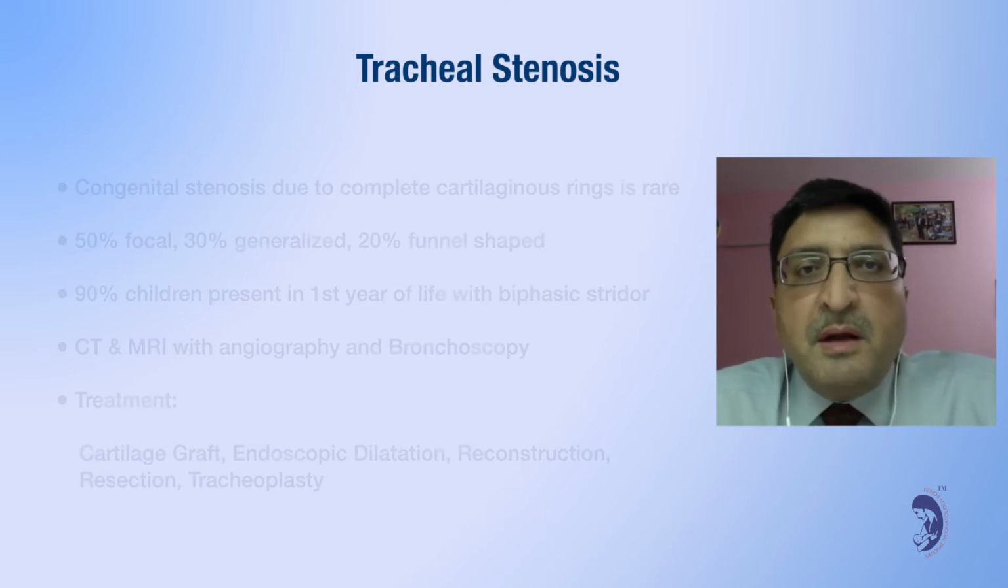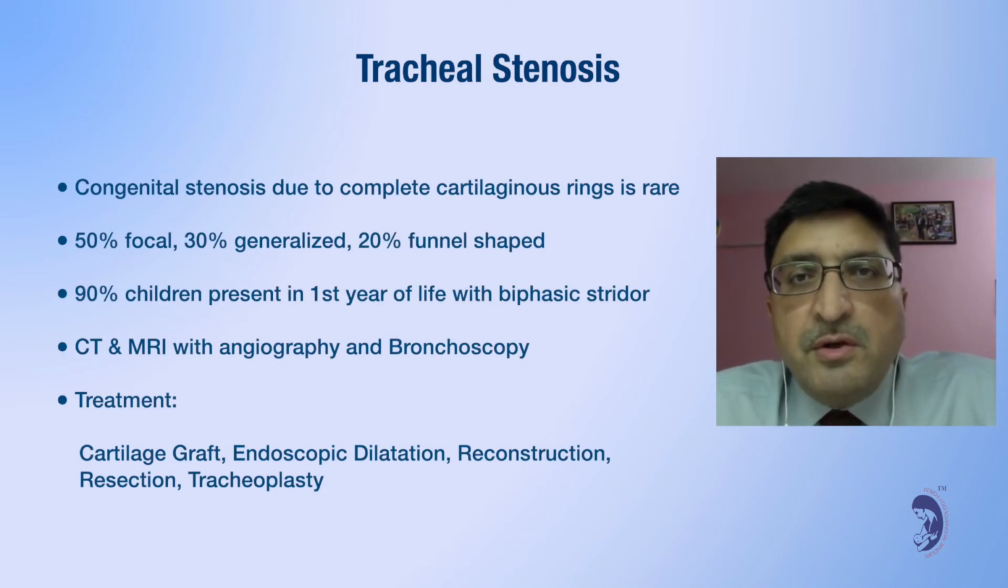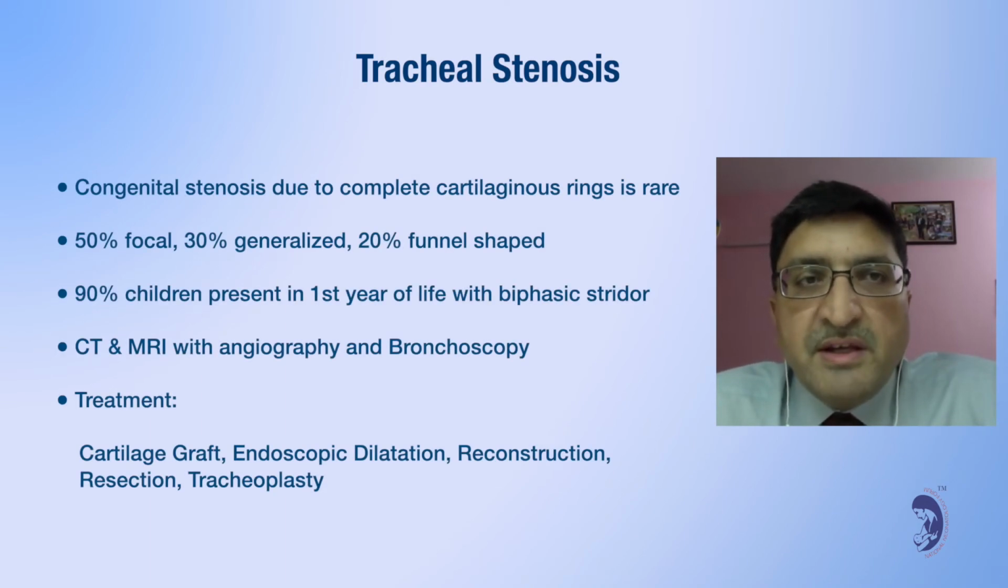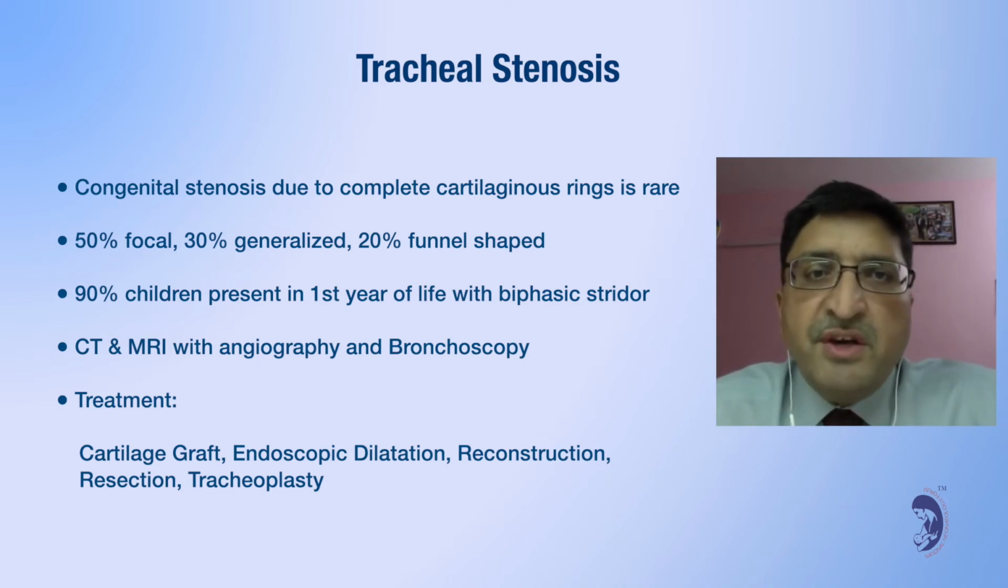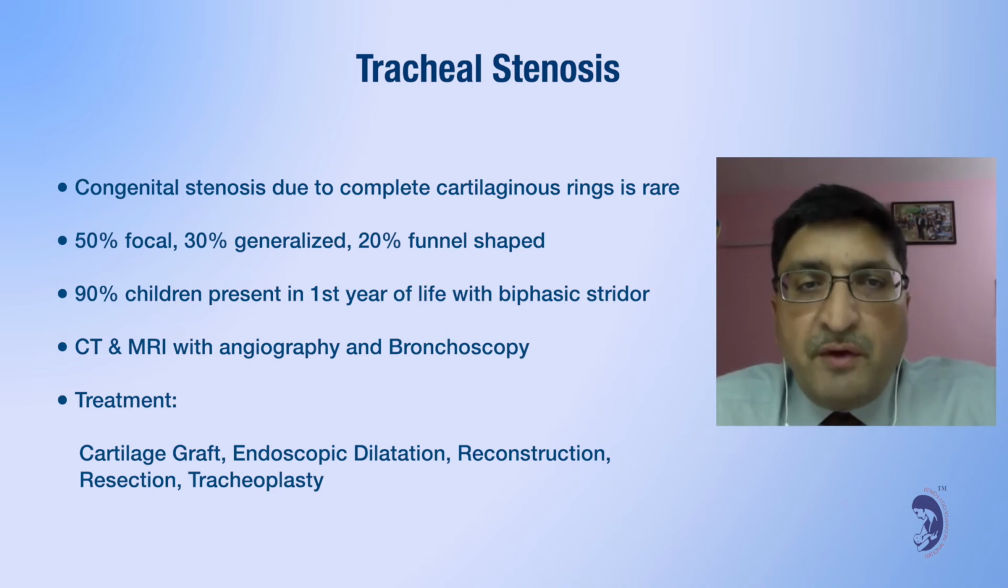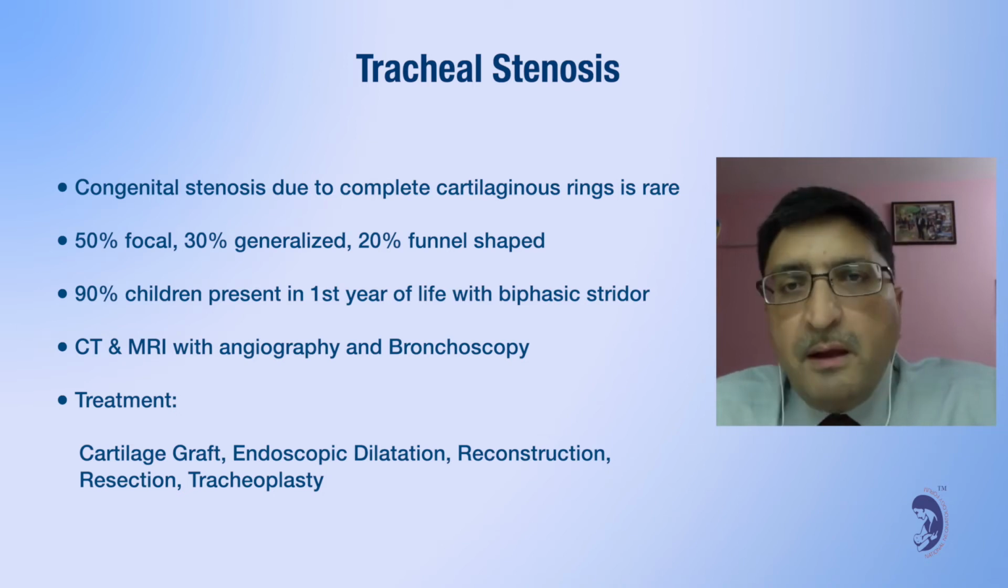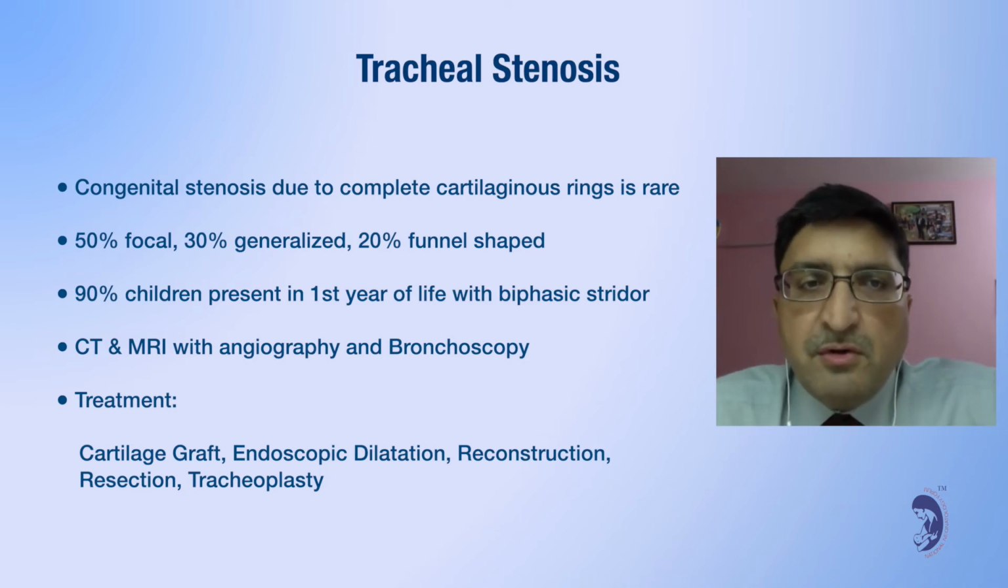Tracheal stenosis. Congenital tracheal stenosis due to complete cartilaginous rings is rare. 50% of tracheal stenosis may be focal, 30% may be generalized, and 20% may be funnel shaped. 90% of children with tracheal stenosis present in the first year of life with biphasic stridor. CT scan and MRI with angiography and bronchoscopy are diagnostic for the evaluation of tracheal stenosis.